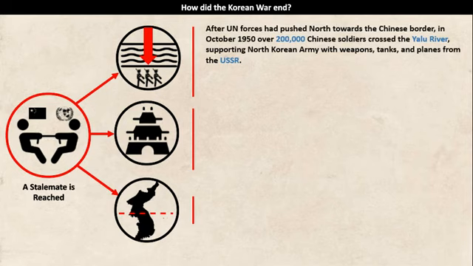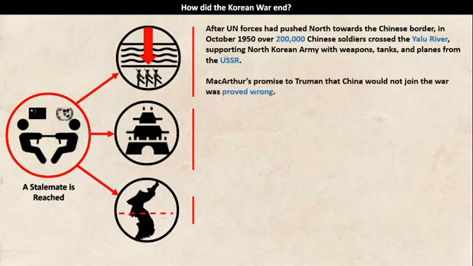These Chinese forces were supporting the North Korean army with weapons, tanks, and planes from the USSR. This response from China showed that MacArthur's promise to Truman that China would not join the war, even if provoked, was proved wrong. As a result, Truman had MacArthur sacked, even though MacArthur was seen by many Americans as a hero of the Second World War.